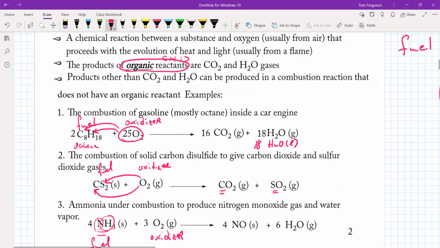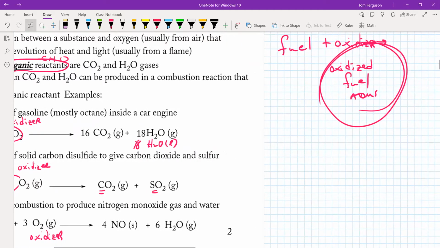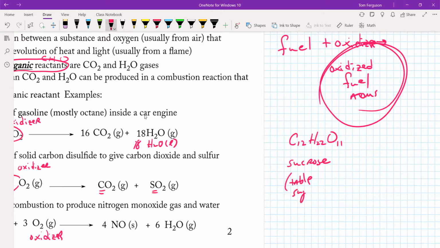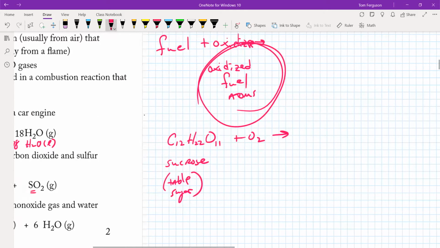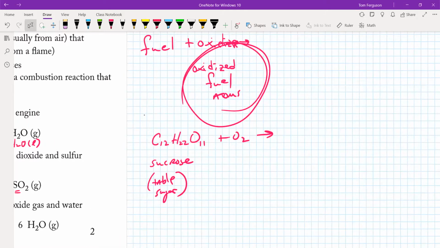Okay, this is the most common type of combustion where you have some kind of a hydrocarbon: carbon, hydrogen, oxygen. For example, we did the same reaction with sugar. Let's look at sucrose, table sugar. Okay, first thing we need to do is balance this, okay?